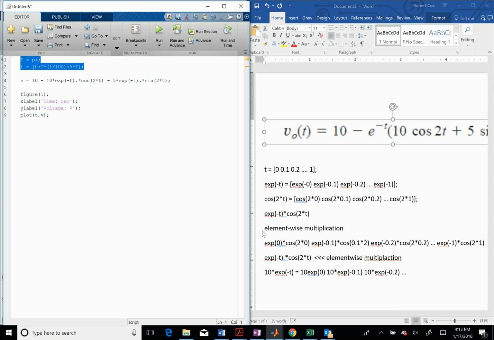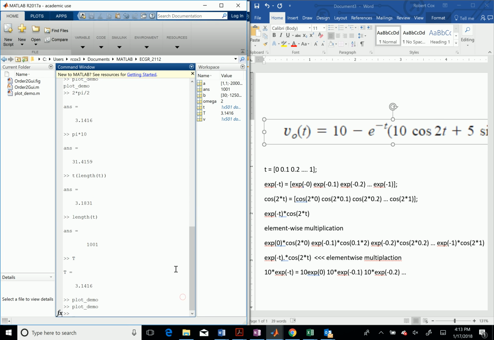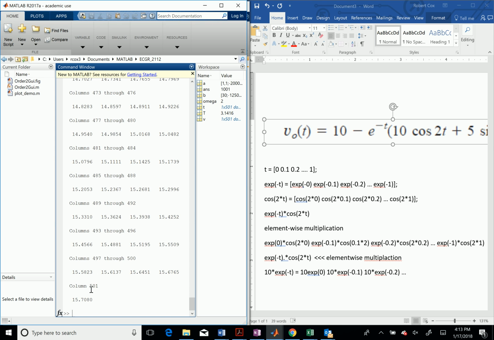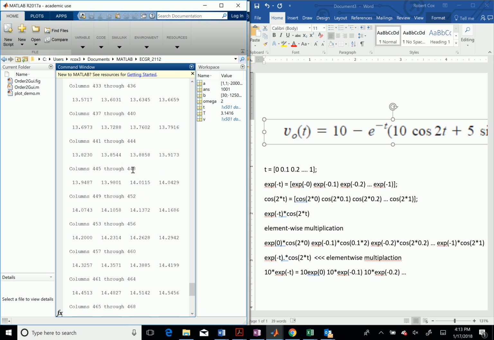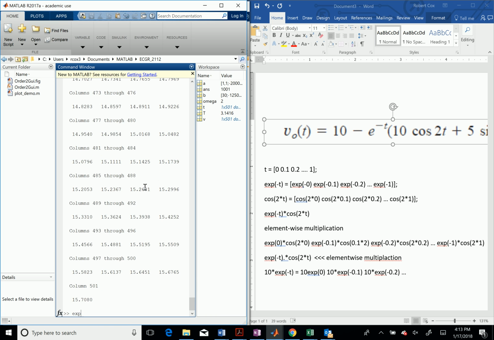So I'm going to copy, and now I'm going to paste that into my MATLAB window. Okay? And let's look at my T vector. If I just hit T, I see there's 501 elements in my T vector. And it tells me what's in each column of that T vector. So 501 entries. If I do exp of minus T, there's 501 entries in that. If I do cosine of 2 times T, there's 501 entries in that. Okay, so knowing that, let's go back to my script.